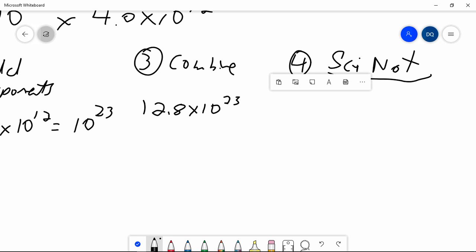So in true scientific notation, this becomes 1.28 times 10 to the 24. Because with the decimal here, it has to be moved over 24 spots, not a mere 23 when the decimal was there.